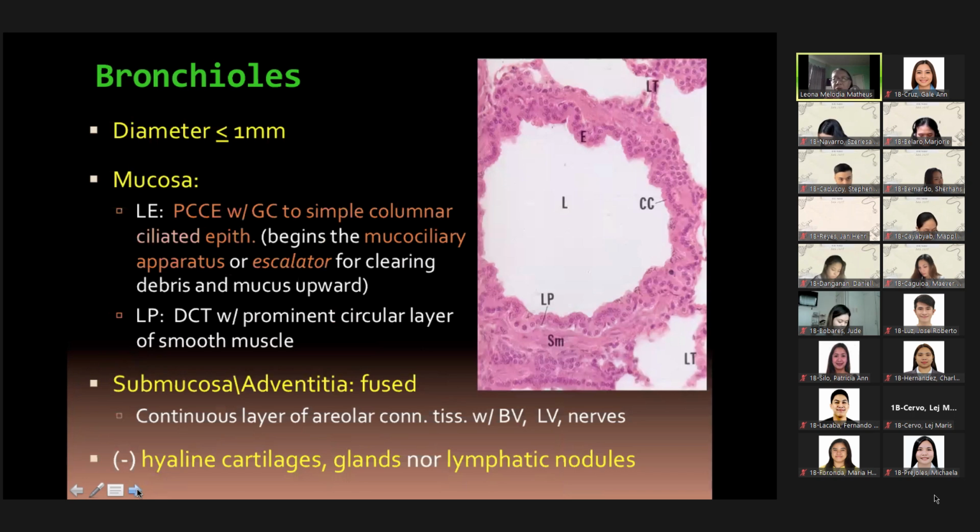Then we move on to the bronchioles. Remember, I said this is measuring about equal to or less than 1 millimeter. So this is a picture of your bronchiole. Again, we have the mucosa, of course, which may still be PCCE with GC to simple columnar ciliated. Ciliated, specifically the cilia, is for clearing up the debris and mucus that you may find here in the respiratory airway.